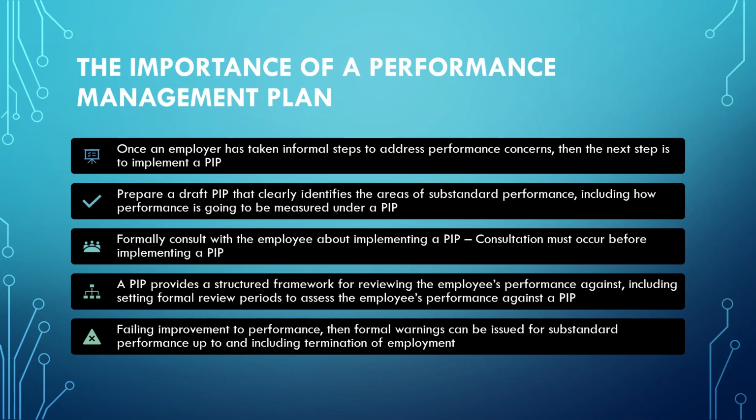The PIP needs to provide a structured framework for reviewing the employee's performance, including setting formal review periods to assess the employee's performance at regular intervals during the PIP. Failing improvement in performance, formal warnings on grounds of substandard performance can be issued at appropriate junctures or points in time, up to and including termination of employment for repeated or continued substandard performance.